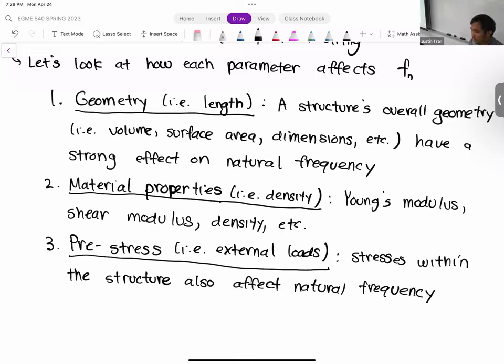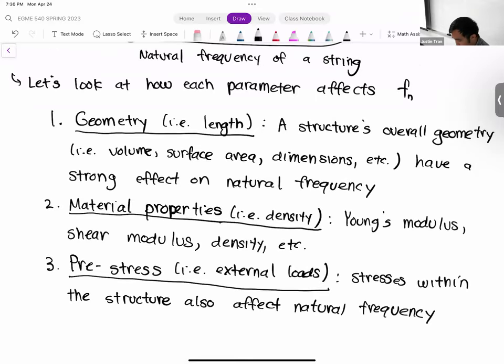So we'll see this on Wednesday. We're going to do a test where we test for the natural frequencies without any loading, and you're going to get specific answers. And then after that, we're going to do a test where you apply some loads. What you're going to see is that the natural frequencies are going to change. So there is an effect based on the pre-stress as well.